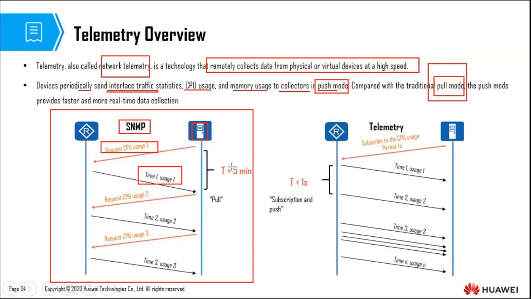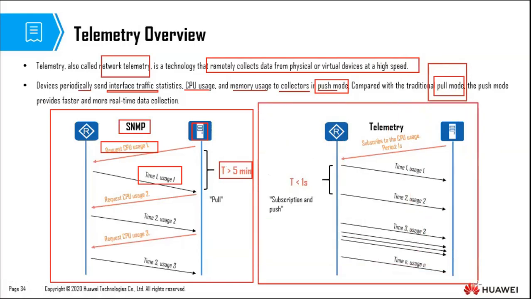The problem with the pull mode is the time. It takes more than 5 minutes, because most of the time you don't configure a very short check period, so that you don't overwhelm the device. So sending and getting the feedback takes more than 5 minutes. On the other hand, when you use telemetry, we just want the device to subscribe to the CPU usage. After it has subscribed, it automatically sends the CPU usage after a predetermined amount of time, for example, after every second.